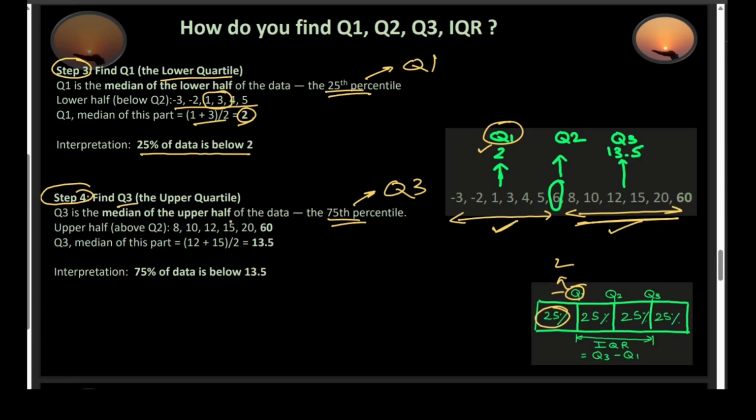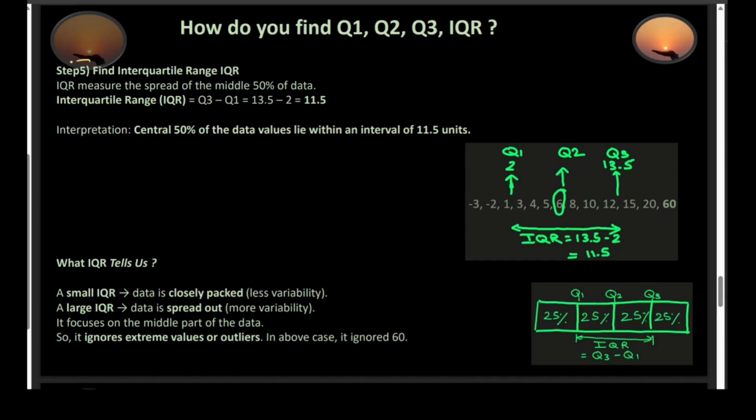But in this case, my middle values are 12 and 15, right there. So you find the average of these two numbers. The answer is 13.5. So my Q3, which is this value right here, is 13.5. And that is my Q3, the median of the upper half. So that means 75% of my data lies below 13.5. That's what it means.